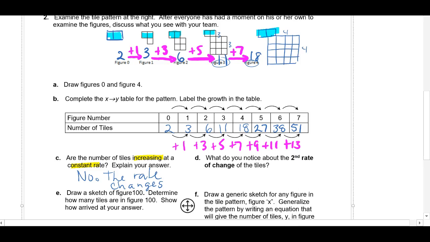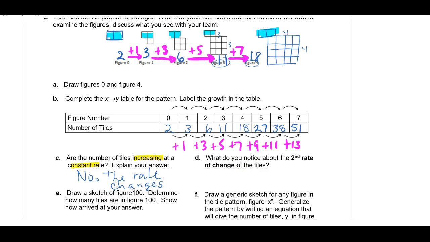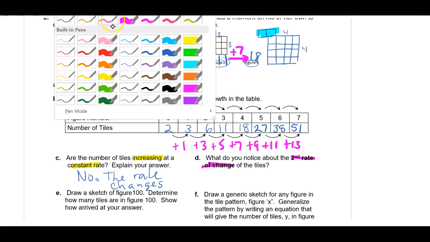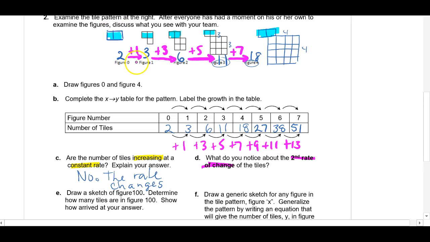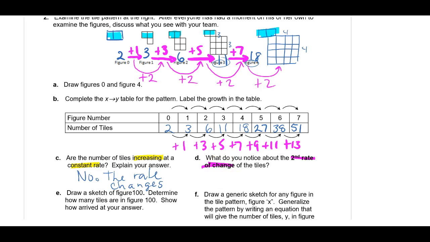Okay, now what does this say? It says, what do you notice about the second rate of change of the tiles? The second rate of change is about what is happening to the actual rate of change. From the first one to the second one, the rate of change increased by 2. From the second one to the third one, it increased by 2 again. Then from the third to the fourth, it added 2, and so on. It keeps going. It's adding 2. So that means the second rate of change is that the rate of change increases by 2.